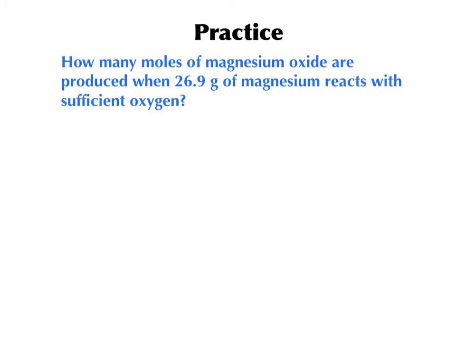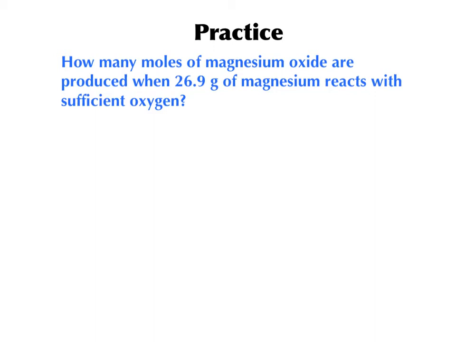So we're going to go ahead and try to work this problem out. It says, how many moles of magnesium oxide are produced? Now, I didn't talk about this with sufficient oxygen. What that means is just you've got plenty of oxygen. Just like if you were going to make cookies and you had a 5-pound bag of chocolate chips, you look at that and you say, oh, I got plenty of chocolate chips. And so that doesn't really matter. You have enough in order to make this reaction happen.